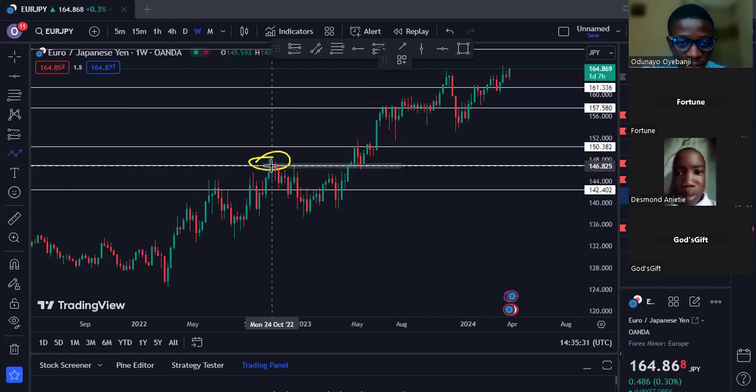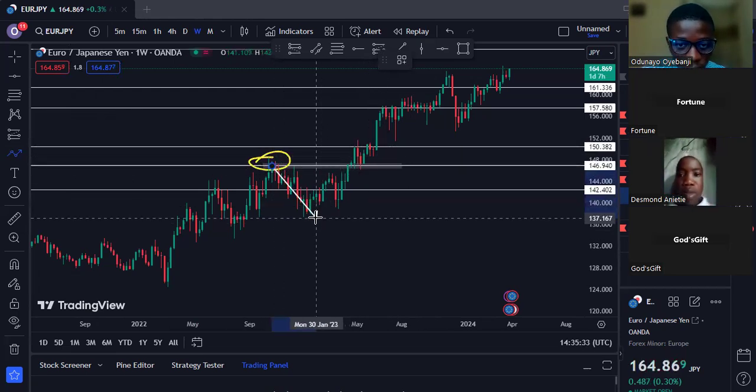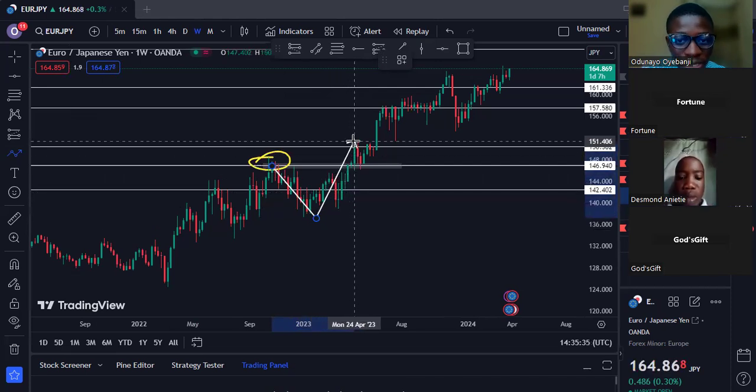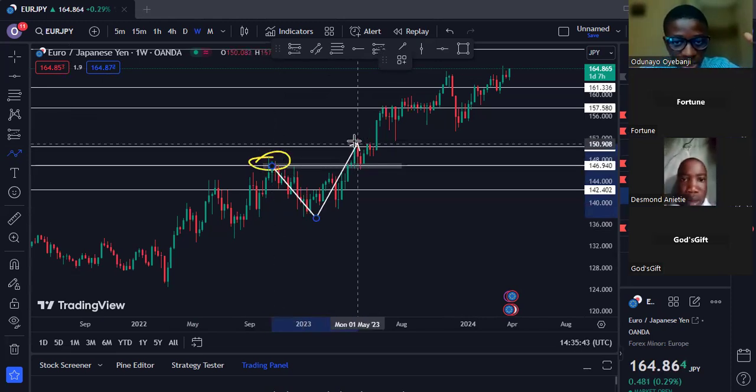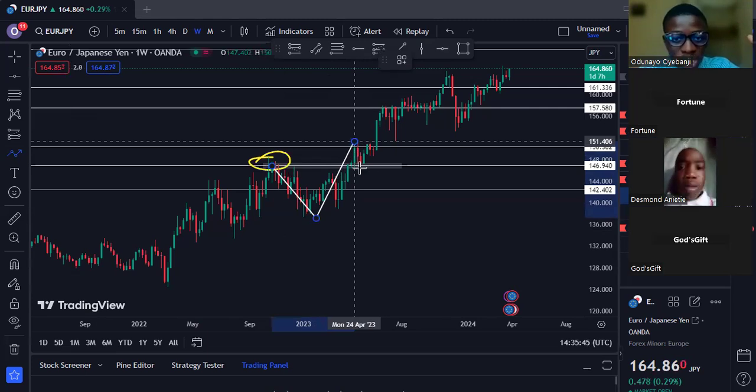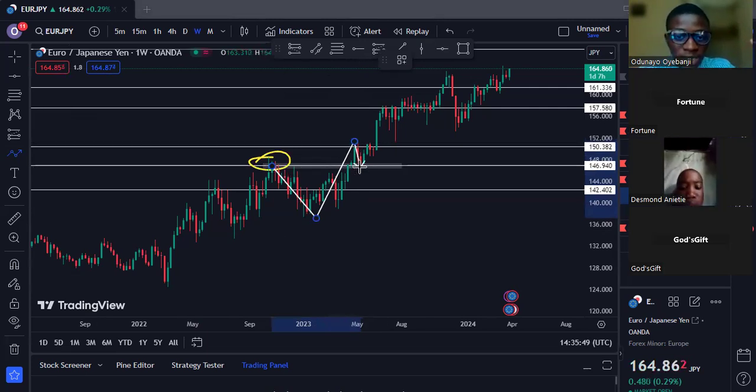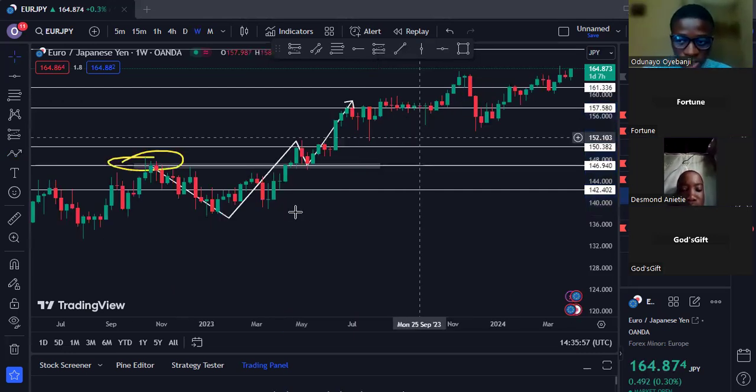So right here, the market retraced. Are you with me? Then the market was able to break the high of this retracement. This point of resistance, we broke it. Now, on breaking this point of resistance, we came down and tested this zone. On coming down to test this zone, we started going back up. Are you with me?